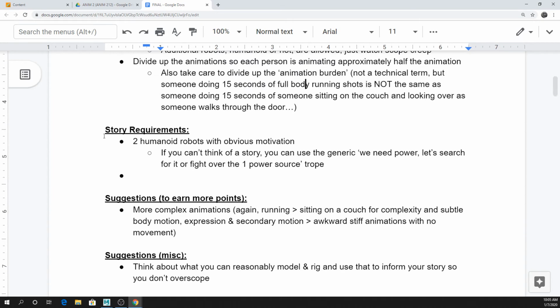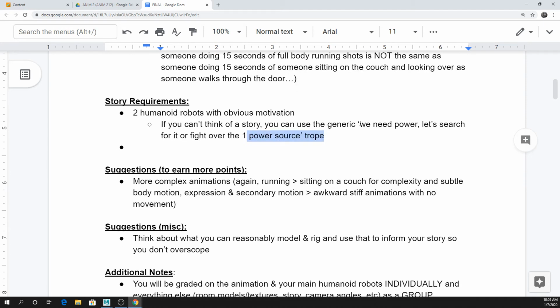All right, so story requirements: 2 humanoid robots with obvious motivation. It should be obvious sort of what they are. This changes to 3 if you're in a 3-person group. And if you can't think of a story, you can always go back to the generic "we need power." We either need to find power, or we're going to fight over this one power source and see who dies at the end. You could put a weird spin on that and say there's one power source, but nobody dies. We've welded ourselves together and are sharing a power source, or something really strange. But that's just a good fallback if you need an extra story plot.